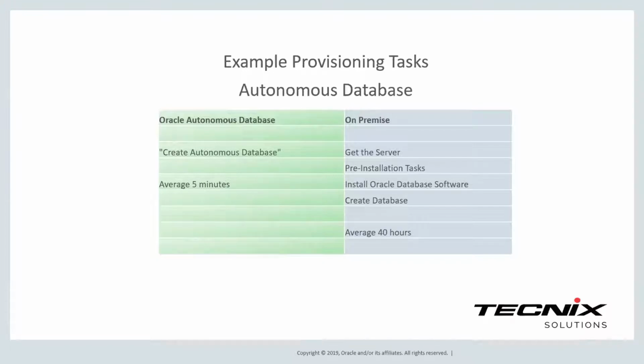In the case of on-premises, you have to get a server. Perhaps you don't have the server, so you have to buy one. But if you have a server, you also need to do the pre-installation tasks, install the Oracle database software, and create the database, and it takes around 40 hours for all of it. So it's very, very different, and very, very quick to get an Oracle Autonomous Database and start working with it.